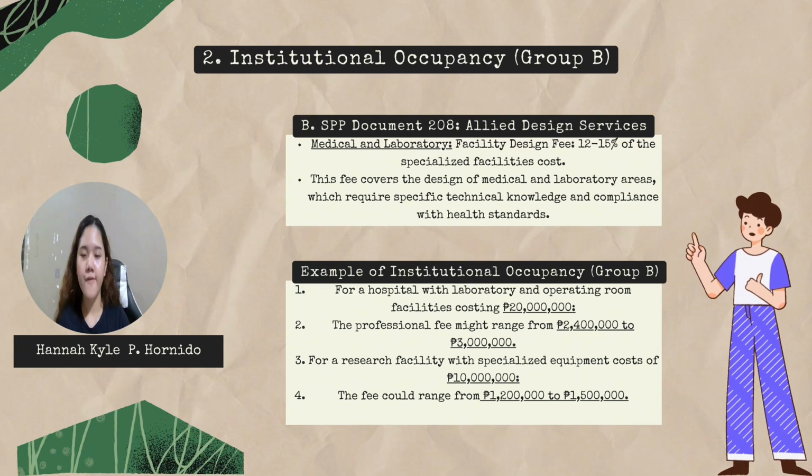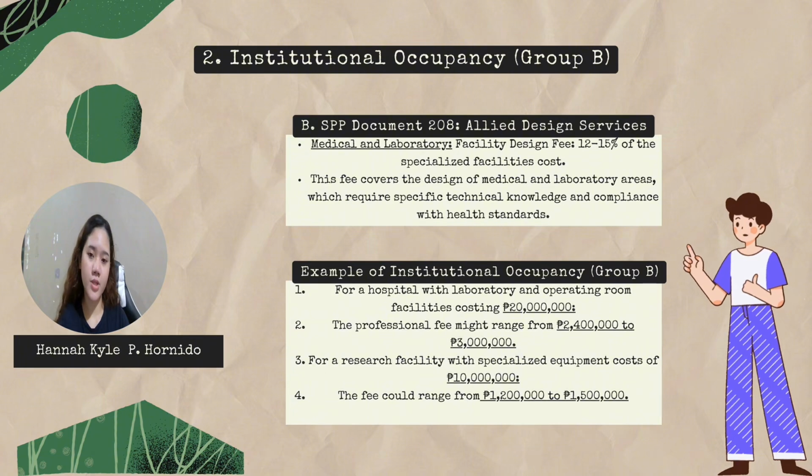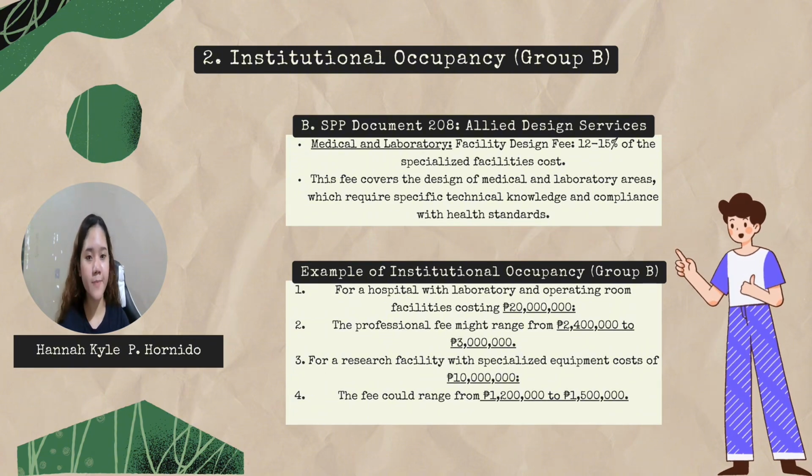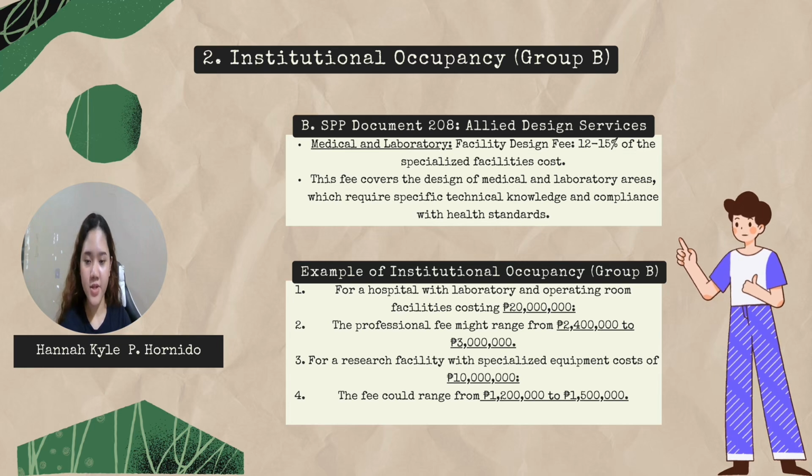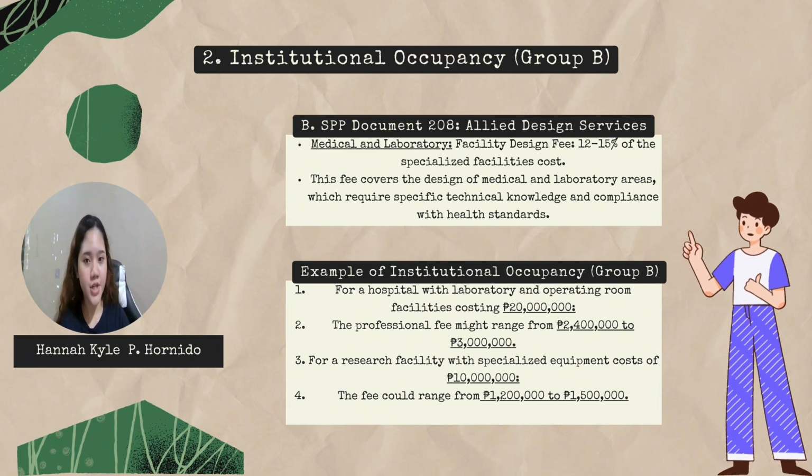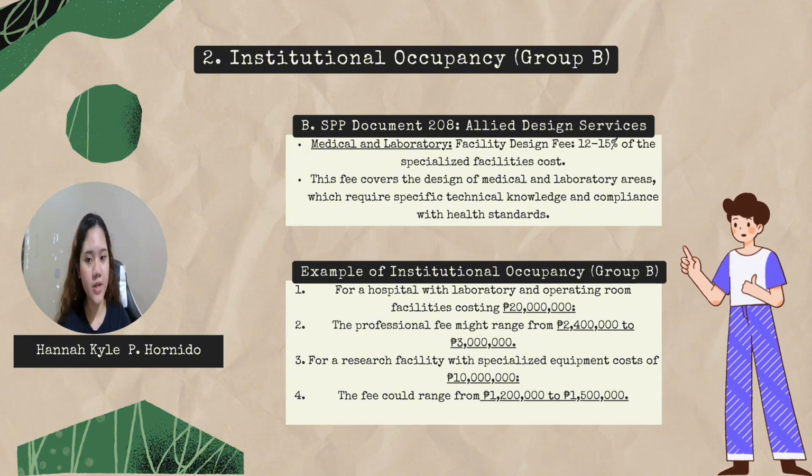This accounts for the technical knowledge required to meet health standards. Example number 1. For a hospital with laboratory and operating room facilities, the cost is 20 million pesos. The professional fee might be between 2,400,000 pesos and 3 million pesos. Example number 2. For a research facility that has specialized equipment costing 10 million pesos, the fee could range from 1,200,000 pesos to 1,500,000 pesos.